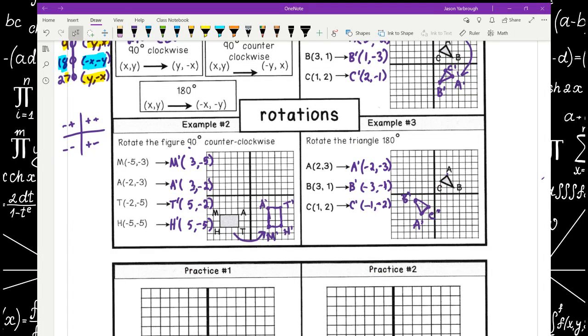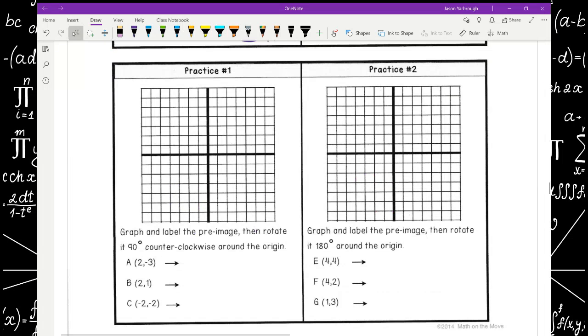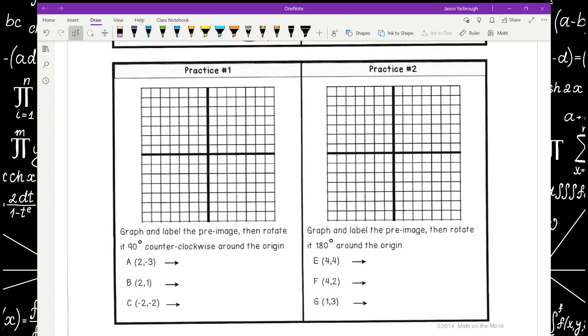So, practice number 1. It says, graph and label the pre-image, then rotate 90 degrees counterclockwise around the origin. So let's start off by graphing the original one. So we've got 2, negative 3, then 2, 1, and then negative 2, negative 2. Alright, if I connect these ones, I'll be able to figure these out. This one is A, this one is B, and this one is C.